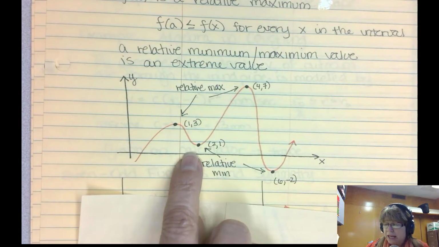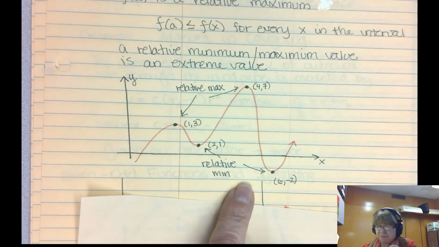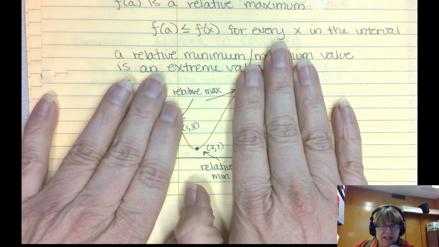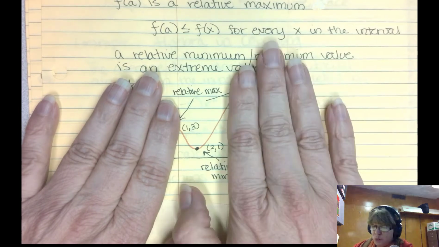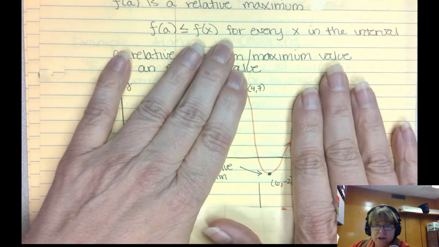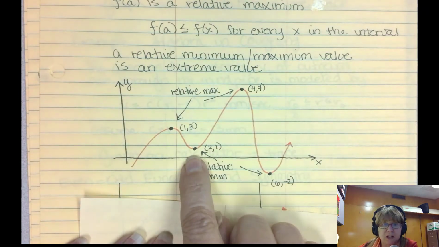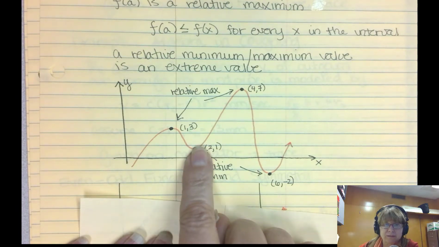Now let's take a peek at (2,1) and (6,-2). Both of these are relative minimums because again, if I chop off some of the graph, you can see that the lowest dip for the surrounding values is (2,1). And then if we do that same idea over here, then (6,-2) is also a local dip, and therefore it's a local minimum. Now, of course, (2,1) is not the lowest value of all, but we call it a relative minimum to all the surrounding points around it.